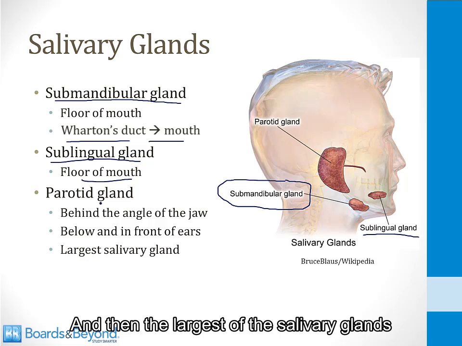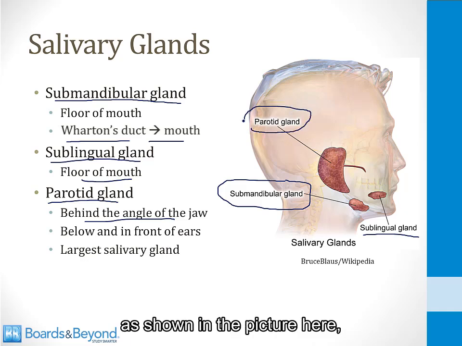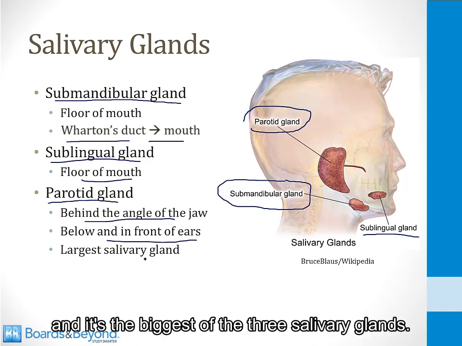And then the largest of the salivary glands is the parotid gland. It's found behind the angle of the jaw, as shown in the picture here. It's below and in front of the ears, and it's the biggest of the three salivary glands.